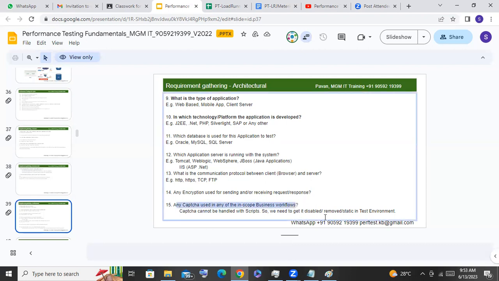What do you mean by captcha, guys? What do you mean by captcha? Verification code, like, do you mean OTP? It will be alphanumeric, zigzag numbers and zigzag alphabets.